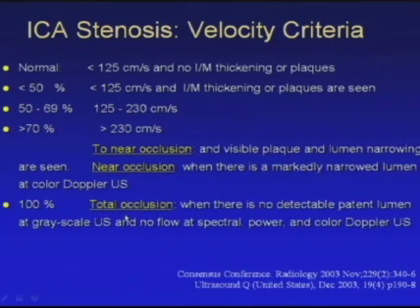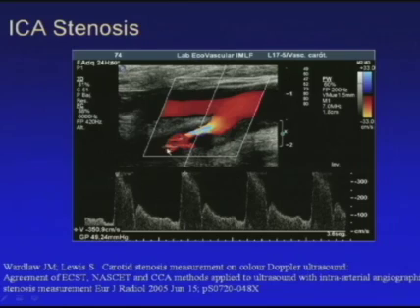And we have a total occlusion, 100% of occlusion, when there is no detectable patent lumen at grayscale ultrasound and no flow at spectral, power and color Doppler ultrasound. Very important to make these measurements, the angle of the sample volume must be at 60 degrees.